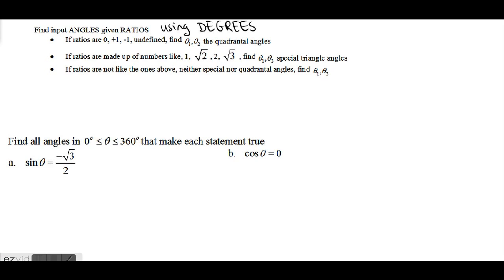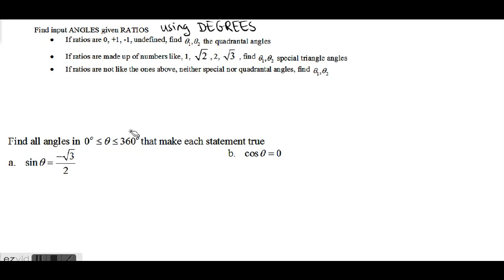Welcome to a video on how to find angles given trig ratios, specifically using degrees. We're going to go over several examples. We're going to have examples that involve finding quadrantal angles, also special triangle angles, and if it's neither special nor quadrantal angles, okay? So starting off with the first example, it says to find all angles between 0 and 360 degrees.